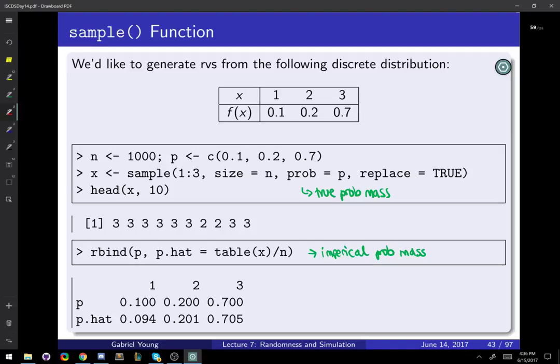We look at the head of this. Everything looks correct because we're getting more threes than other values, which seems reasonable since it has the highest weight associated with that value. And if you look at the empirical probability mass function, then you see that 1 occurs almost 10%, 2 occurs almost 20%, 3 occurs almost 70%. These three have to add up to 1. The theoretical probability obviously adds up.